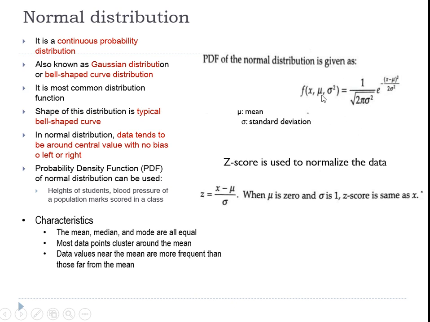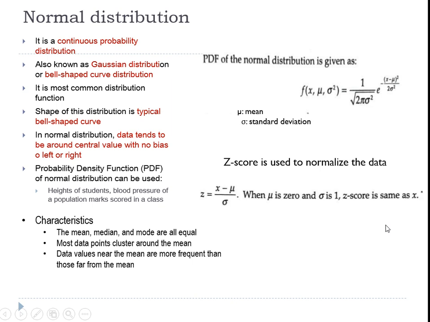Now coming back to the PDF of the normal distribution, the probability density function equation is like this: f(x, mu, sigma squared) is equal to 1 by root of 2 pi sigma squared, e to the power of minus (x minus mu) whole squared divided by 2 sigma squared, where mu is the mean and sigma is the standard deviation. Remember this, in normal distribution there are two important parameters: the mean and the standard deviation. So this is how you write the probability distribution function of a normal distribution.